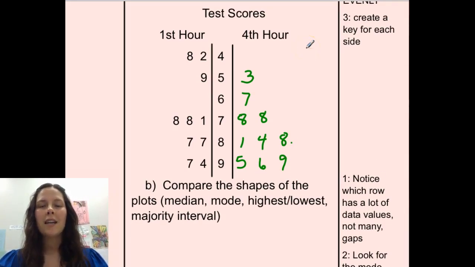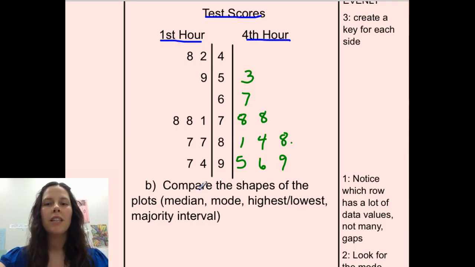Make sure anytime you create a display, you give it a title overall. In our case, our title overall is test scores. If it's a display comparing two data sets, make sure that you give each data set its own title. And finally, for a stem and leaf plot, we need a key. People need to know how we're interpreting these numbers, because you can put thousands or millions, or you can put decimal places into your stem and leaf plot, as long as you tell people what those numbers are.